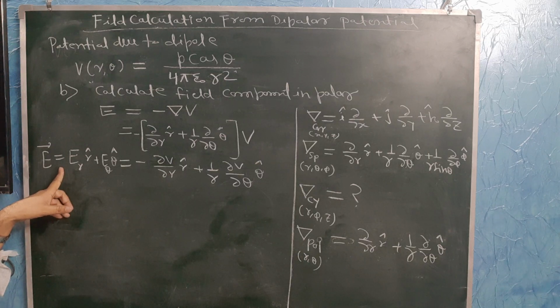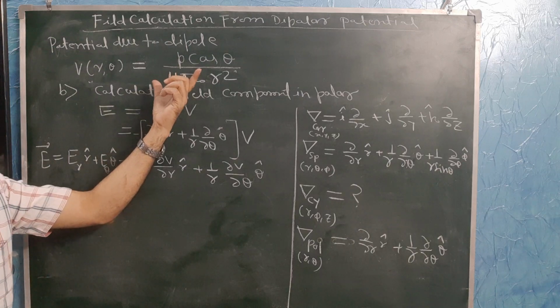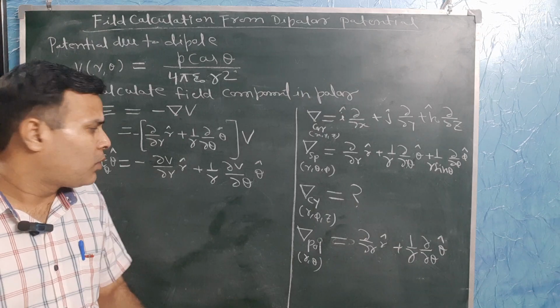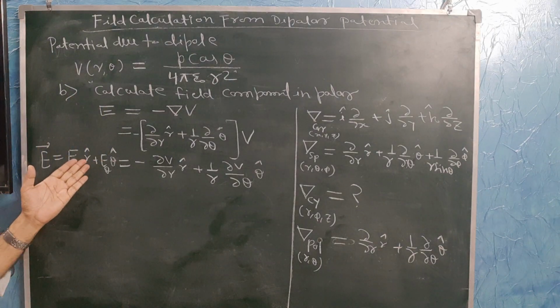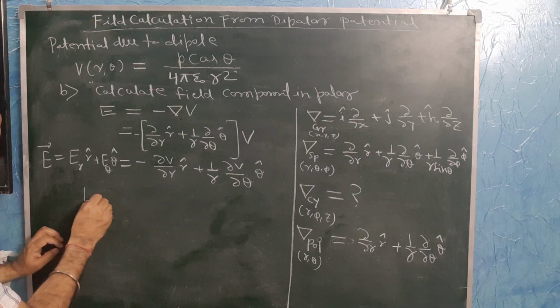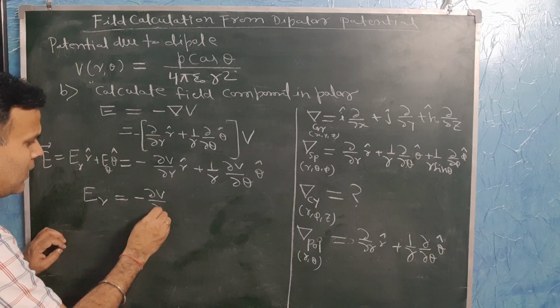If we have a spherical 3D, then we can write phi cap also, but we have potential only in polar, so we can express each and every entity in polar coordinate system. Now comparing the r cap coordinate and theta cap coordinate on both sides, what is our Er? Our Er is simply minus del V by del r.